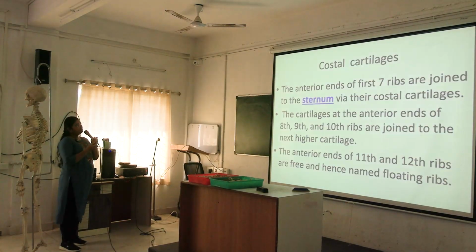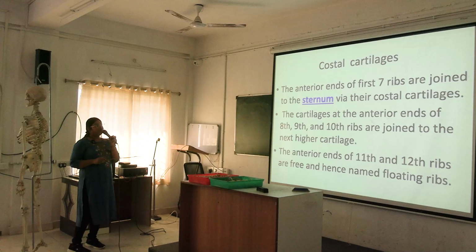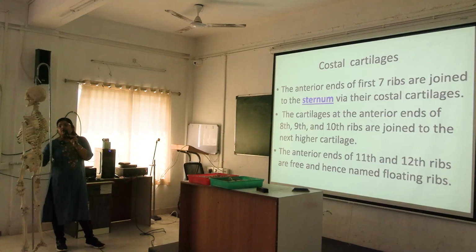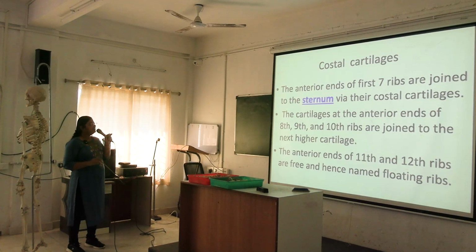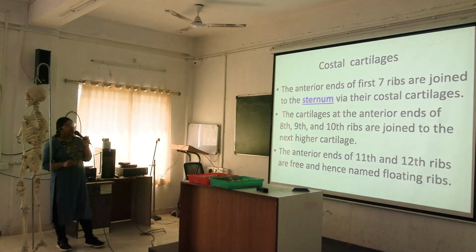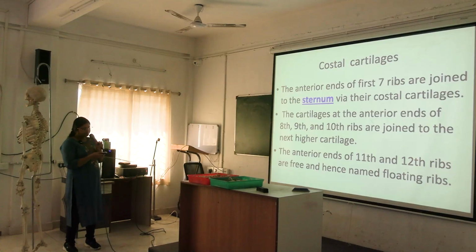Next we are going to costal cartilages. The anterior ends of the first 7 ribs are joined to the sternum via their costal cartilages. So these are the costal cartilages. The cartilages at the anterior ends of the 8th, 9th and 10th ribs are joined to the next higher cartilages, and the anterior ends of the 11th and 12th ribs are free and hence named floating ribs. We have already seen.